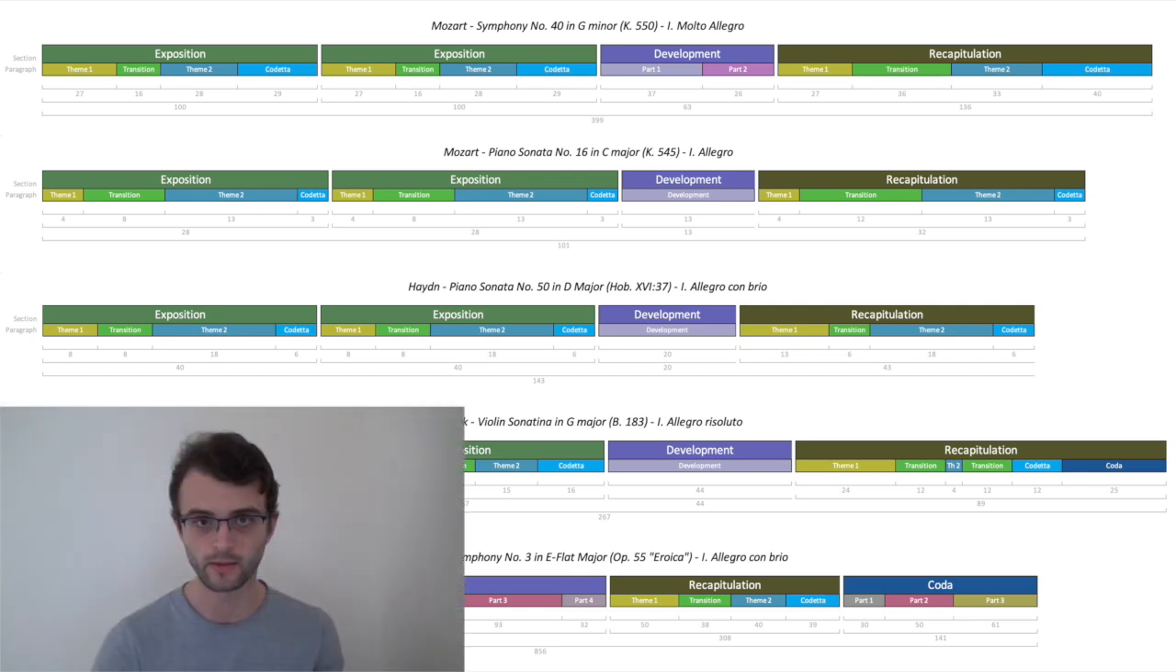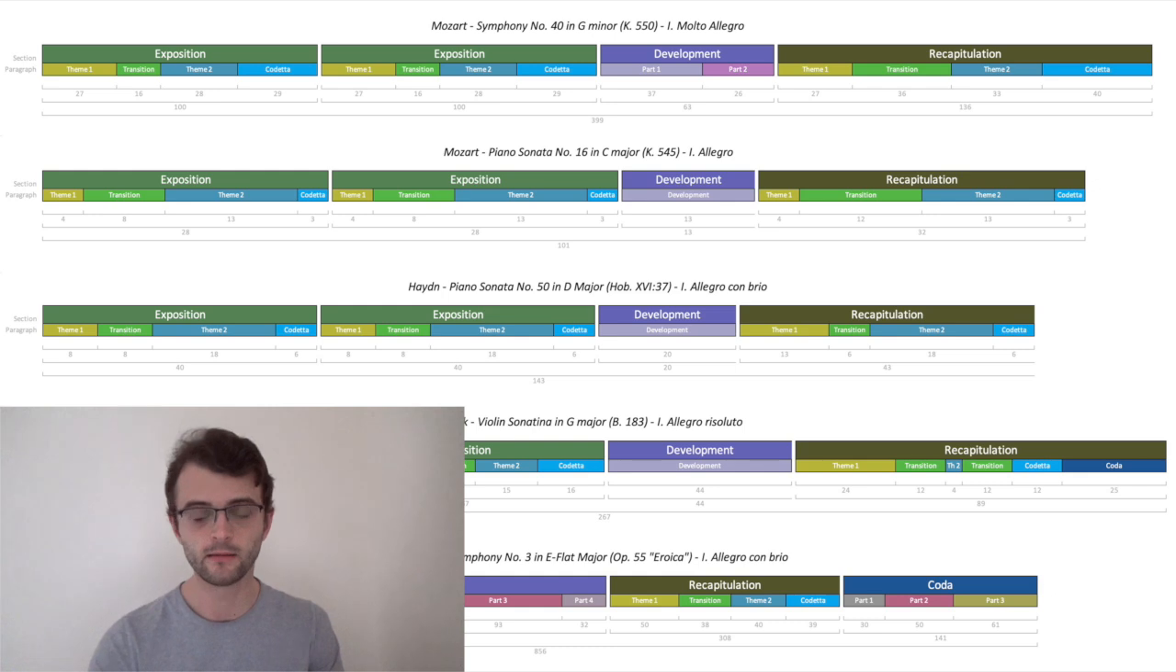Let's have a look at another Mozart piece, K545, the second one down, and again I'll draw your attention to the recapitulation. Similarly, the transition is extended, but here theme 1, theme 2 and the codetta are all the same length as they were in the exposition. But remember, it's not perfectly the same, because here in the recapitulation, theme 2 will be in the tonic key.